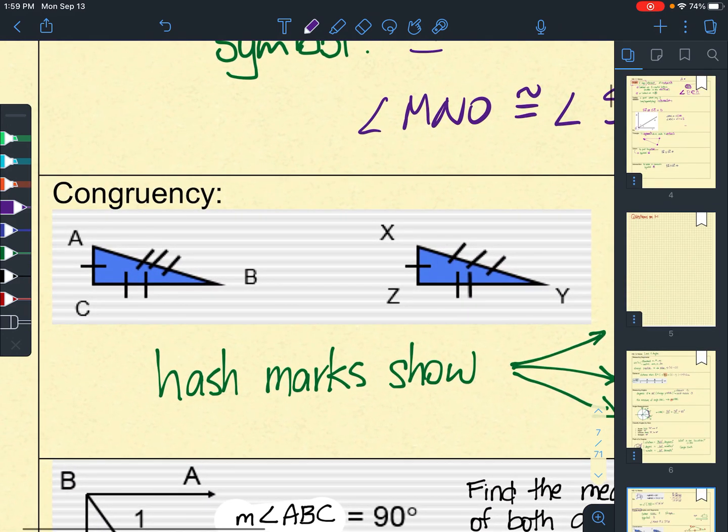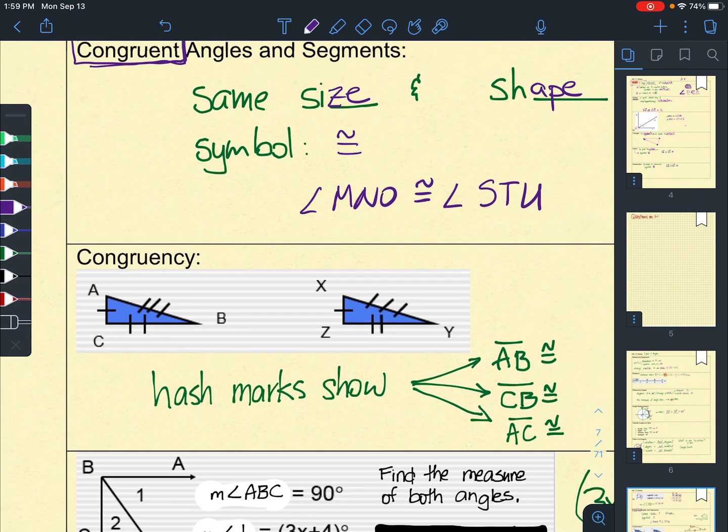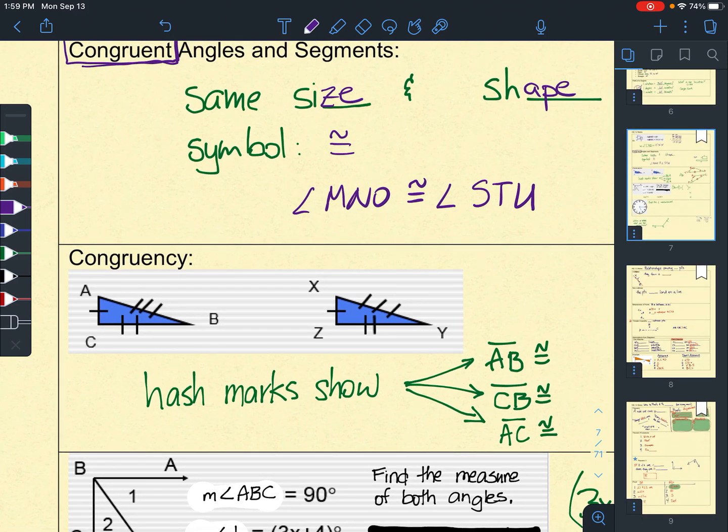When you mark an angle, they typically do this with hash marks. They put a little line through. The hash marks show us, in this case, we don't need to copy all these down, that AB is congruent to XZ.